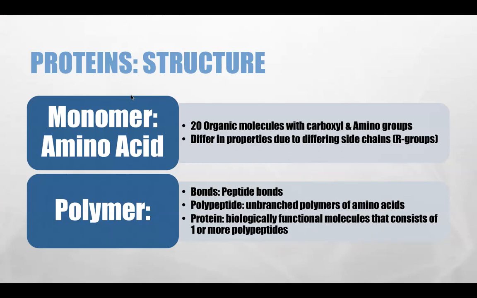Polymers are called polypeptides or proteins. Proteins are typically going to be a combination of multiple polypeptides. The bonds between each amino acid are called peptide bonds.